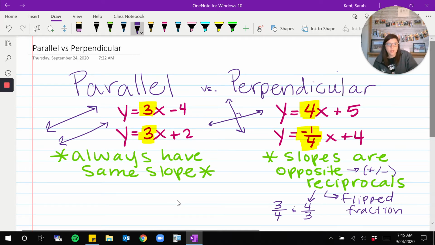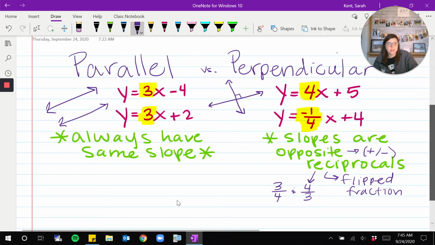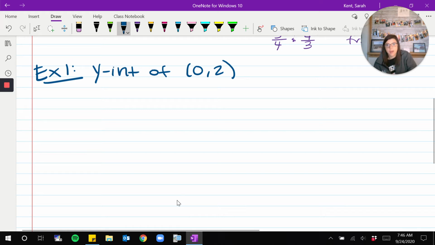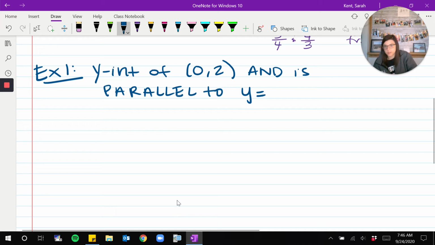So let's take a look at some equations. For example 1, we want a line that has a y-intercept of (0, 2) and is parallel to the equation 3x minus y equals 14.